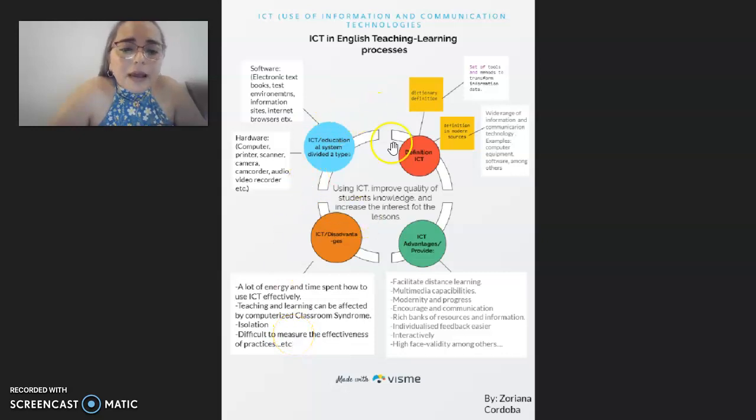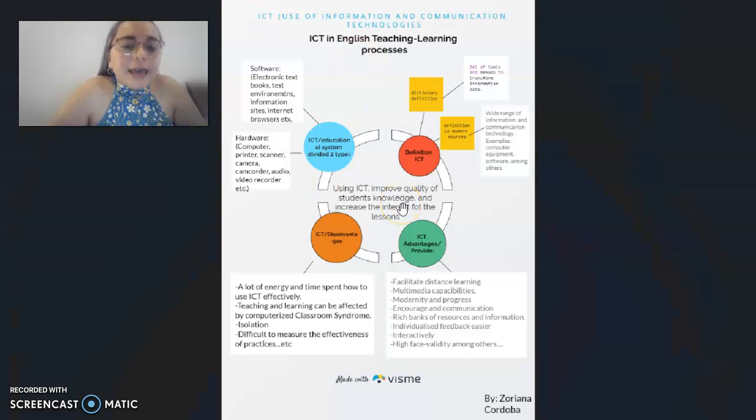Okay, here the ICT tools that are used in the educational system can be divided into two types. Here we have both of them, software and hardware. In the hardware part, we can find computer, printer, scanner, camera, camcorder, audio, video recorder, among others. And in the software part, we can find electronic textbooks, text environments, information sites, internet browsers, among others.